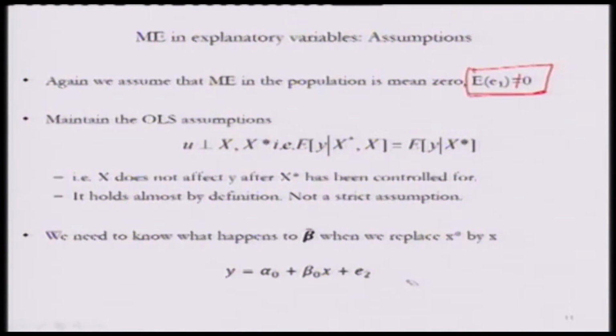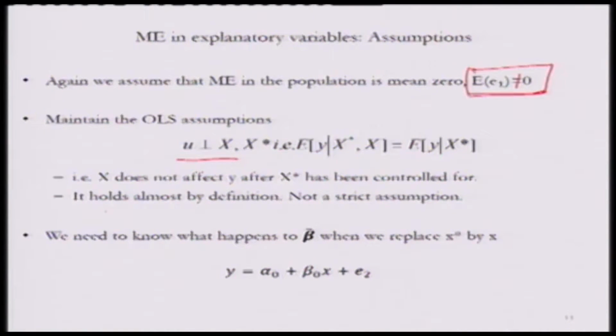Okay. So, we maintain the OLS assumptions that our error term from the true equation is independent of x, the mean independence assumption in other words, independent of both the observed value and the true value. So, x does not affect y after x star has been controlled for. So, essentially what we are saying over here is that x star is what y depends on, and once you know x star, the measurement error in x star does not really affect y.